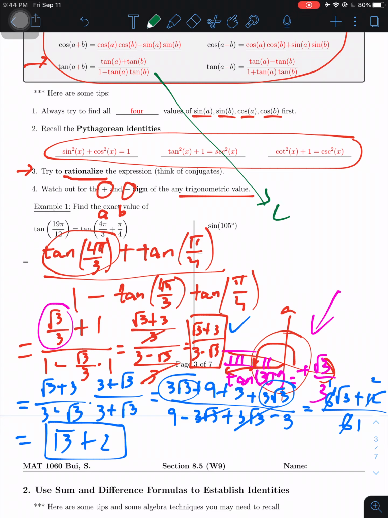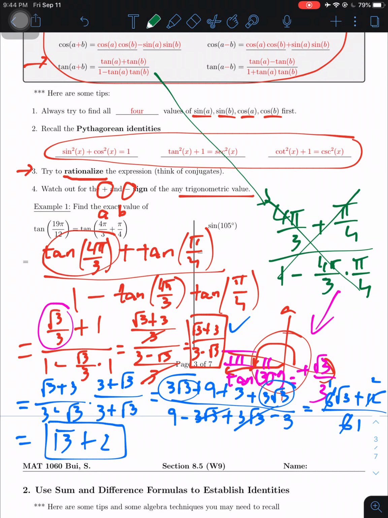They would just use the two angles in here. They would just do 4 pi over 3 plus pi over 4, and then divided by 1 minus 4 pi over 3 times pi over 4. And this is wrong, okay guys, don't do this. If I were to have this one, then the formula would look like a plus b over 1 minus ab, right? This is not the formula though.